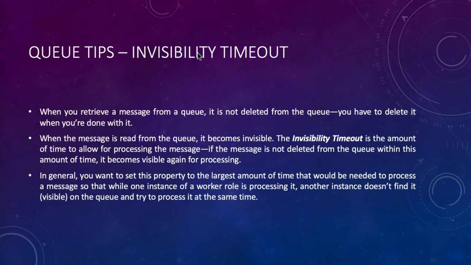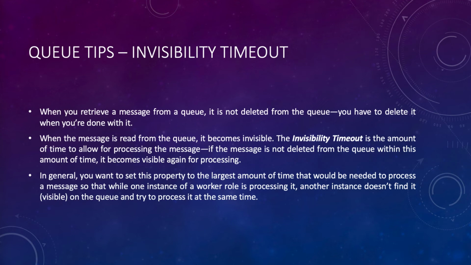When you retrieve messages from a queue, it is not deleted from the queue. So you have to delete it when you're done with it. This is another thing to remember. When the message is read from the queue, it becomes invisible. The invisibility timeout is the amount of time allowed for the processing of the message. If the message is not deleted from the queue within this amount of time, it becomes visible again for processing.